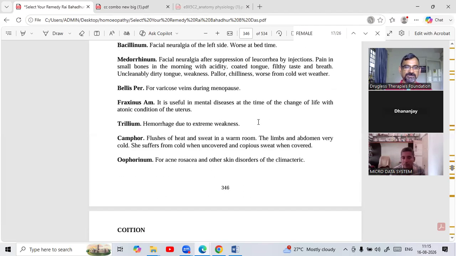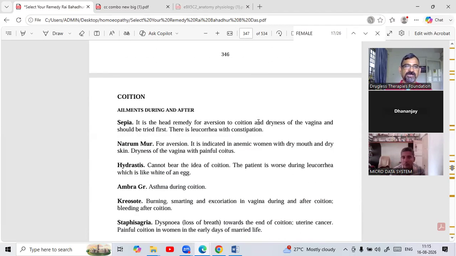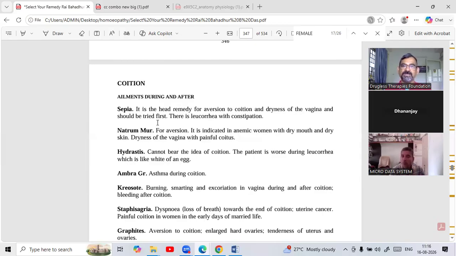I'm telling you, use this. Coition is unbearable. So many patients, because in our group we have male and female candidates both, are likely to disclose their personal things male to male and female to female. In such cases, coition, which is intercourse, if not bearable, you can use this.